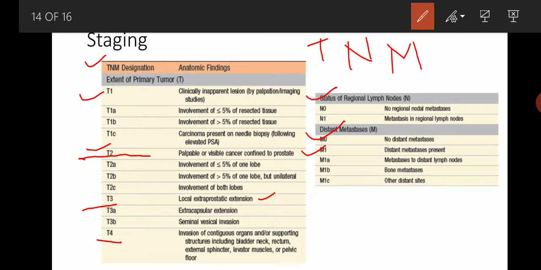If node is involved, it is known as N1, and if node is not involved, then it is designated as N0. So for any given tumor, the T, N and M are identified and then final staging is done.